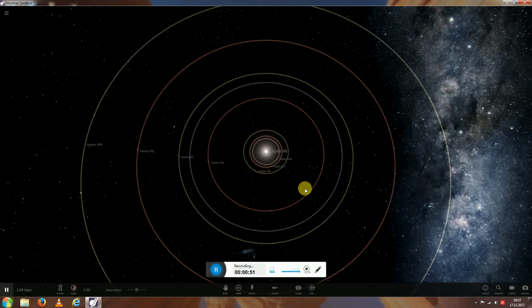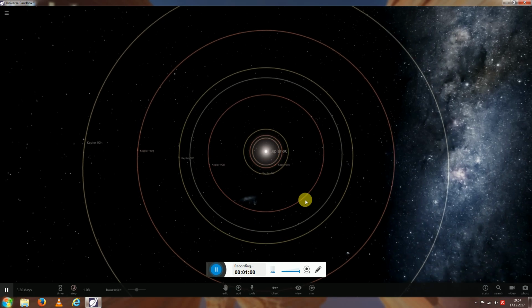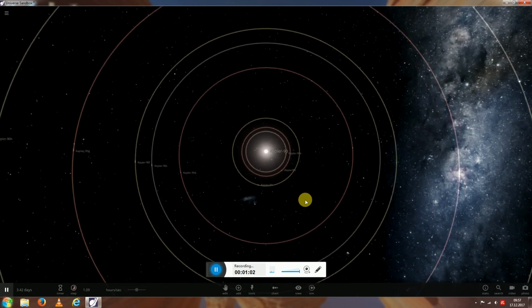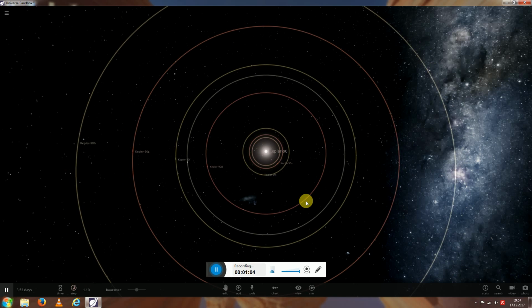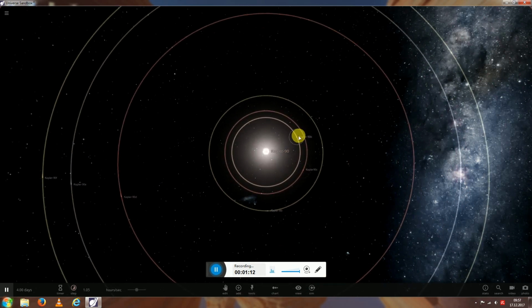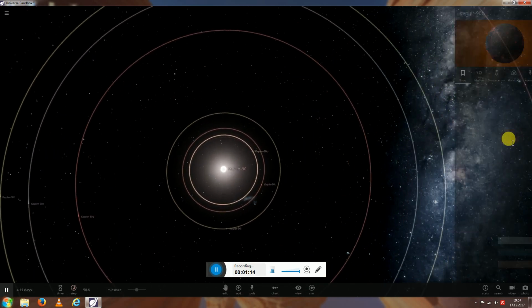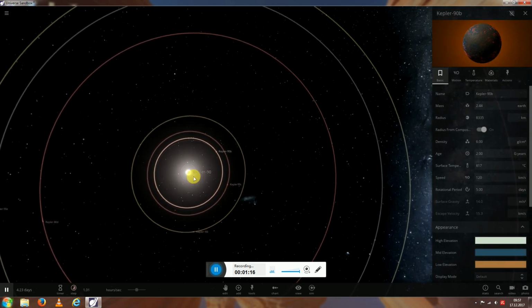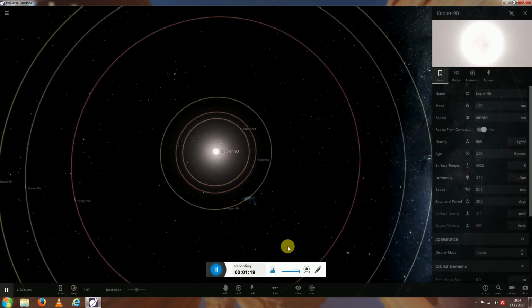Now, there are quite a few other solar systems that have 2 or more planets, but the Kepler 90 system here is the second solar system to have 8 planets besides our own. Now let's just have a quick look-see at them a bit.